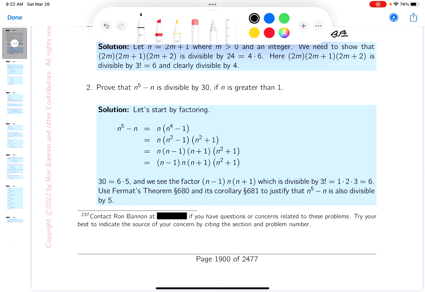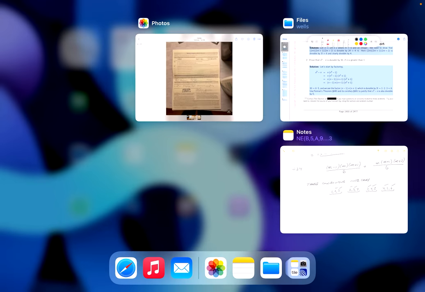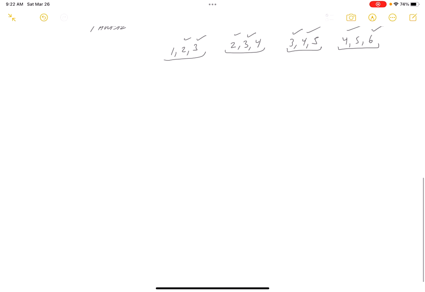Okay, I'm going to do this a little bit differently than it's done over here. I'm going to go to the whiteboard to do it, and it's number two. Let me push this up out of the way and write down what they're saying. They're saying prove that n to the fifth power minus n is divisible by 30.